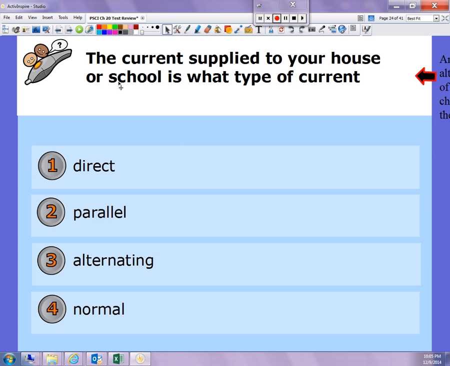The current supplied to your house or school is what type of current? 1, direct, 2, parallel, 3, alternating, 4, normal. All right, student response.